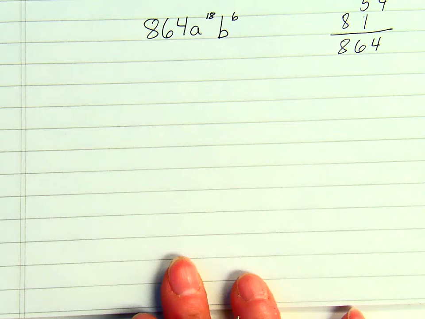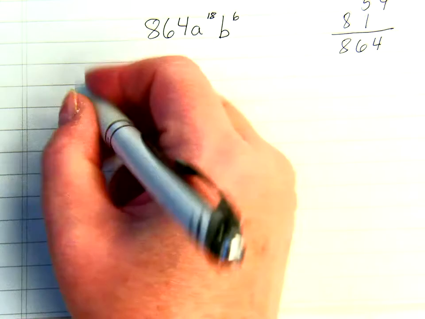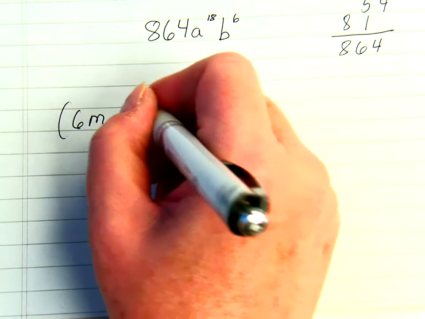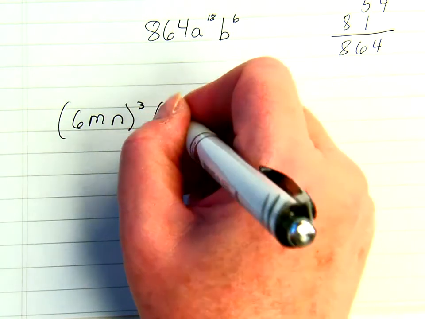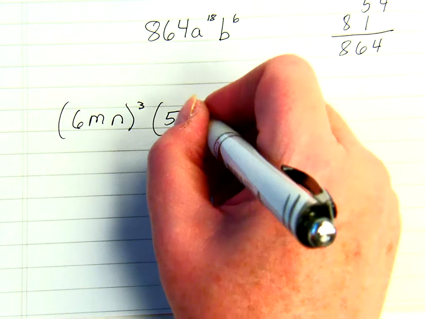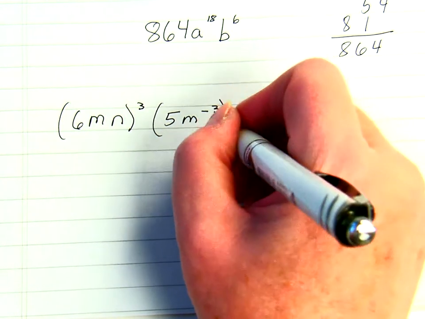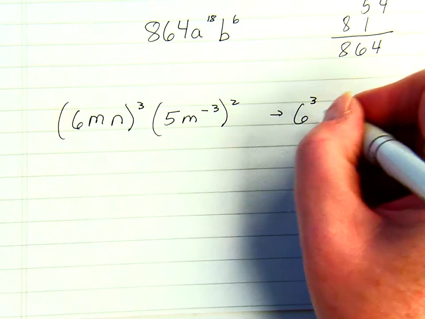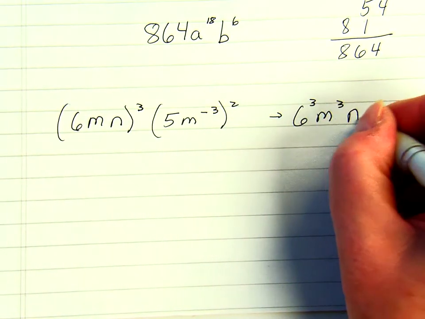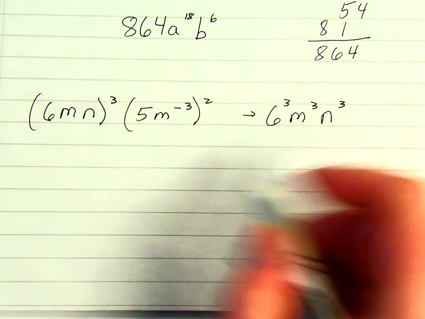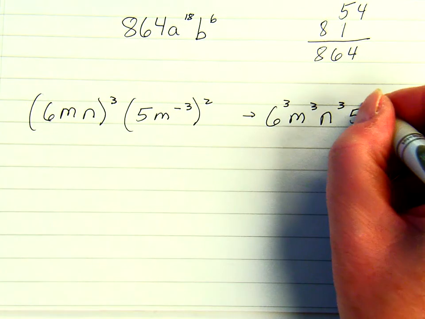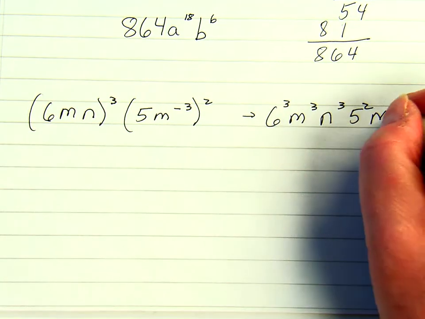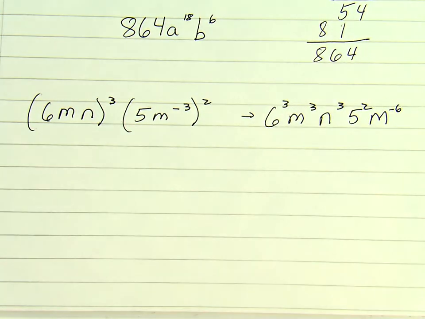We can do one more problem. Hopefully, I'm not making it too complex for you. We've got 6m, and that's cubed. And then we've got 5m to the negative 3 squared. So this becomes 6 cubed, m cubed, n cubed times 5 squared, and m, negative 3 times 2 is negative 6. Okay?